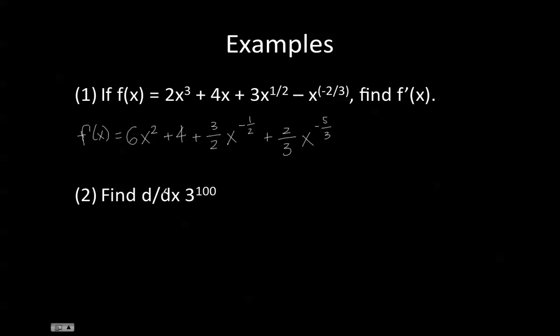Now for the second example, find the derivative of 3 to the power of 100. Well, we know that 3 to the power of 100 is equal to a constant, and that means that the graph of the constant would just be a horizontal line. So for the instantaneous rate of change, we know that it will not change at all, so the derivative is equal to 0.